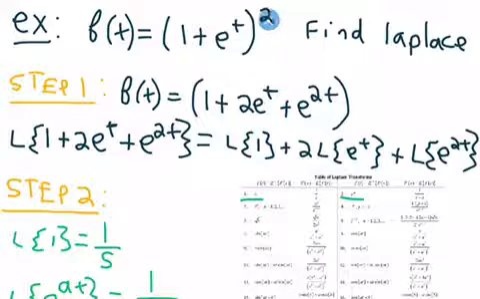We know that if we take all of this and we expand it, we get 1 plus 2 times e to the t plus e to the 2t, simply by expanding the square. And then if we do the Laplace of all of this, we get Laplace of 1 plus 2 times the Laplace of e to the t plus Laplace of e to the 2t.